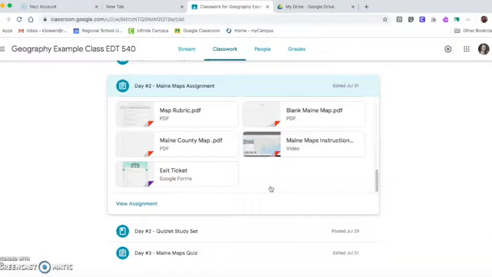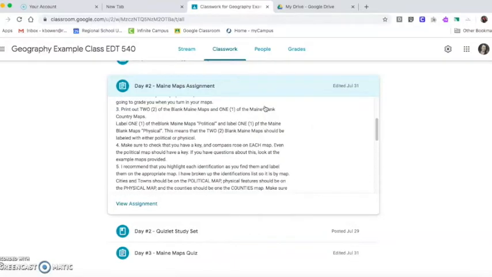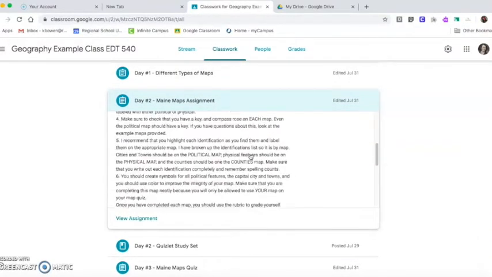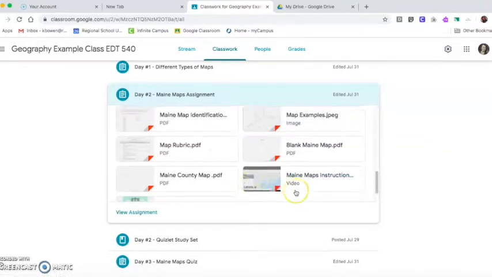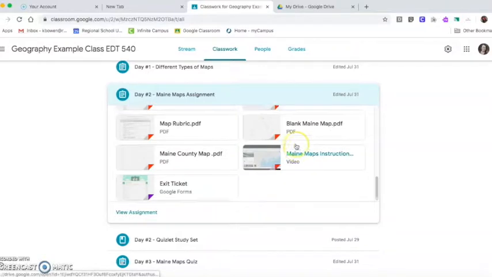They have a list of identifications that they need to put on their different maps, and then I also provided them with an example map so that they know what kind of quality I'm looking for. Again, I have all of the steps to complete the assignment as well as a video instructing them on how to complete the assignment, and they have an exit ticket as well.